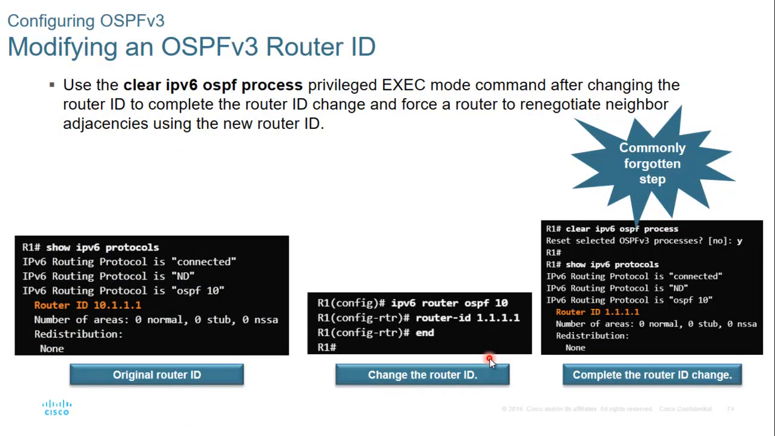When you want to modify the router ID, it works similar to version 2. This is your original router ID. You go in, and then you reconfigure the router ID, and then you type clear IPv6 OSPF process so that the new router ID will be taken and used. This command is important when you are trying to change or modify your router ID.